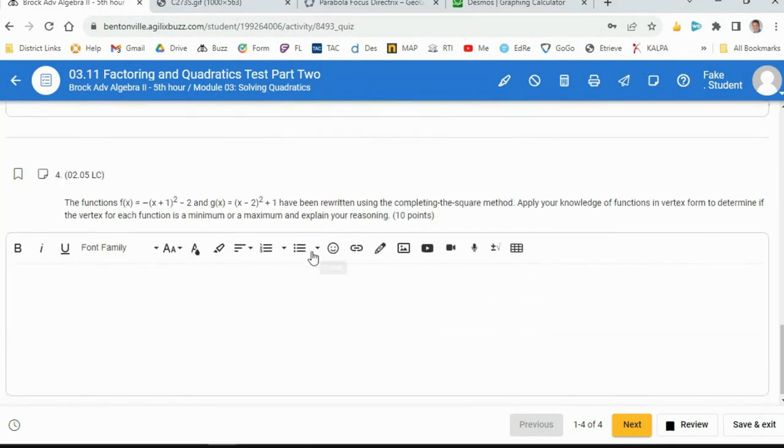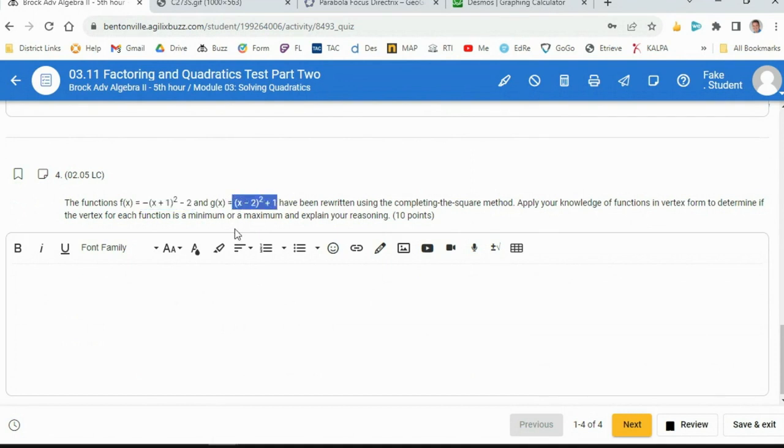And the last one, the functions, here's f of x and g of x, two different functions, that have been rewritten using the completing the square method. Apply your knowledge of the functions in vertex form to determine if the vertex is the minimum or maximum. So you don't have to worry about the completing the square. That's already done. All it says is here's an equation and here's an equation.